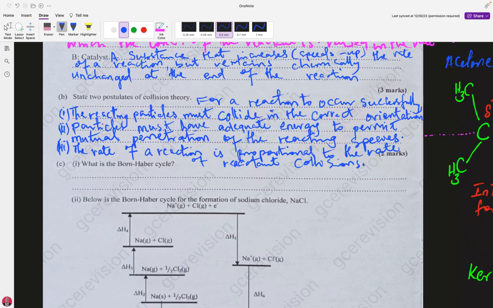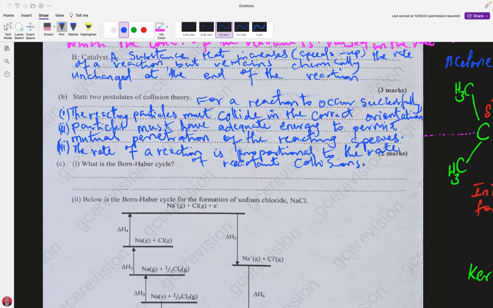So let me go back again to the postulates. For a reaction to occur successfully, the first postulate is that the reacting particles must collide in the correct or right orientation. Number 2, particles must have adequate or enough energy to permit mutual penetration of the reacting species. Number 3, the rate of a reaction is proportional to the rate of reactant collisions. What I mean there is that reaction rate increases as concentration increases.